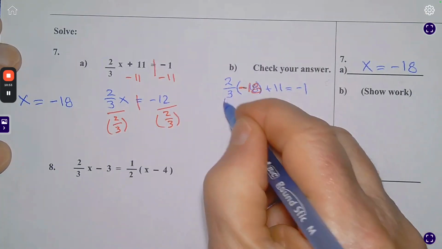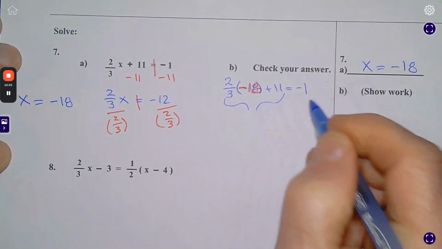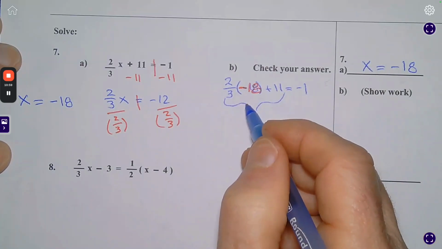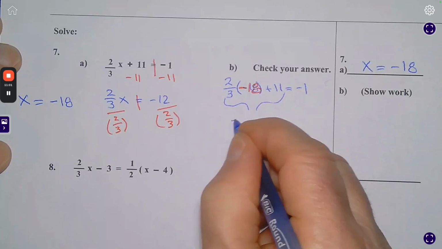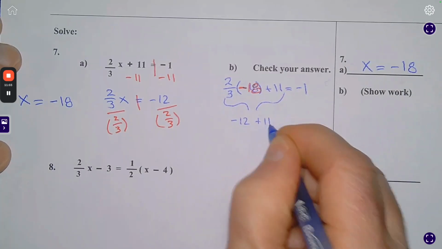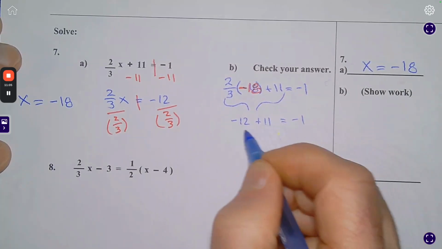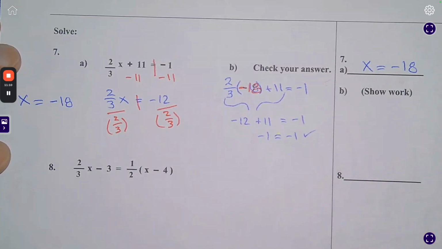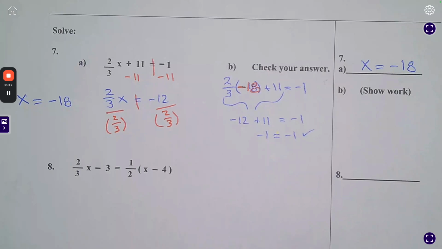Only thing I'm going to do now is simplify this. I'm going to leave that alone. 2/3 times negative 18 is negative 12. So that's negative 12 plus 11, and that equals negative 1. Combine those, and notice that checked. That's it. We're done. That's all we had to do.